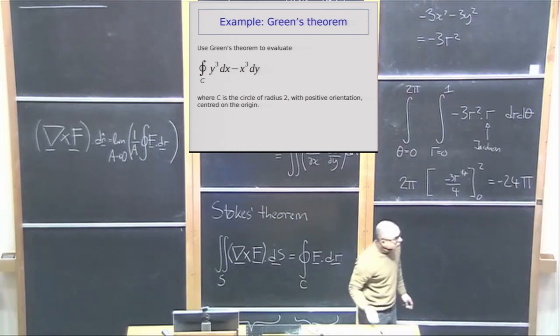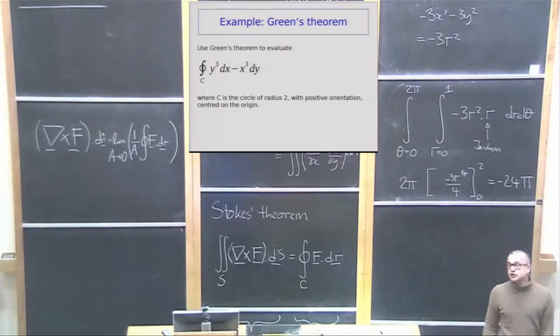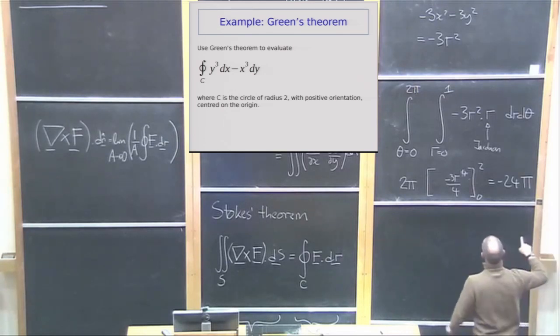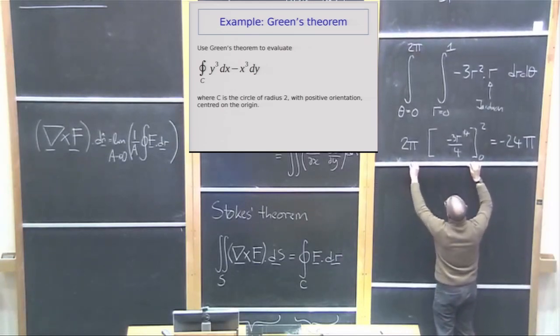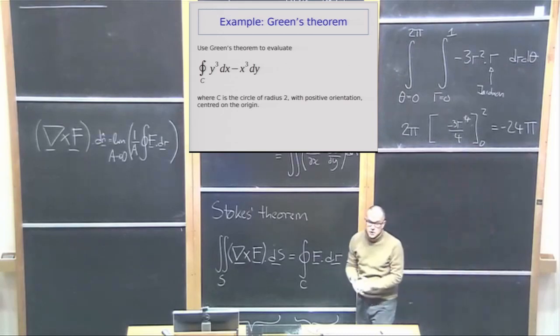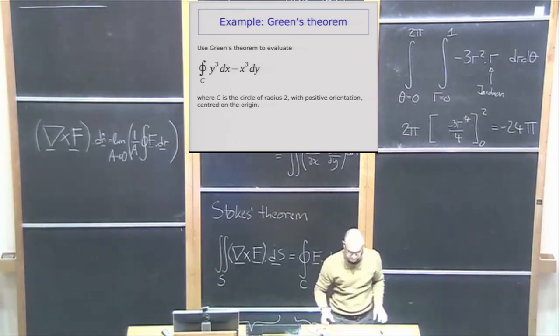So that's how you use Green's theorem, which is the two-dimensional version of Stokes' theorem, to evaluate a line integral by evaluating the surface integral of one component of the curl.